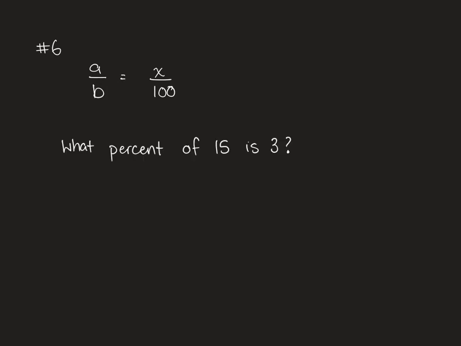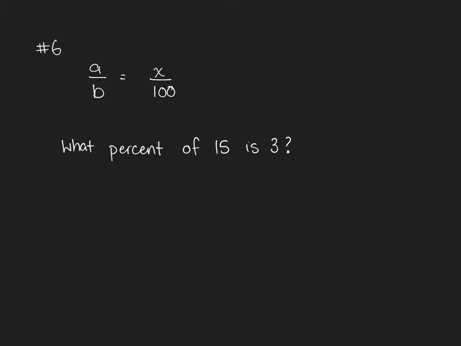I am not going to be doing number 5 with you today, but I will go through an example for number 6. It asks you to write a proportion A over B equals X over 100 to represent each problem, and then solve by writing A over B in lowest terms. The first example will ask us what percent of 15 is 3.